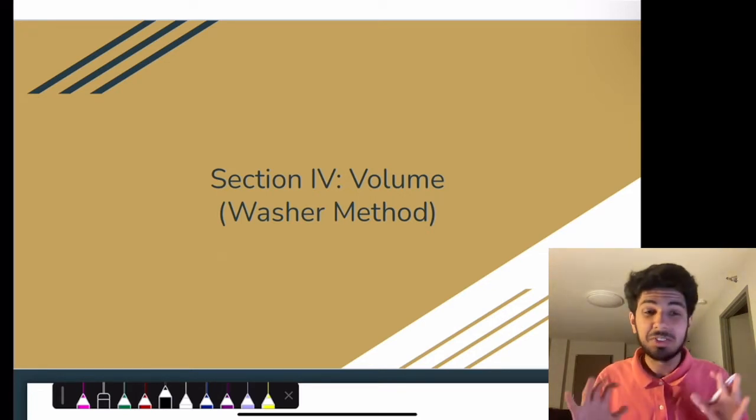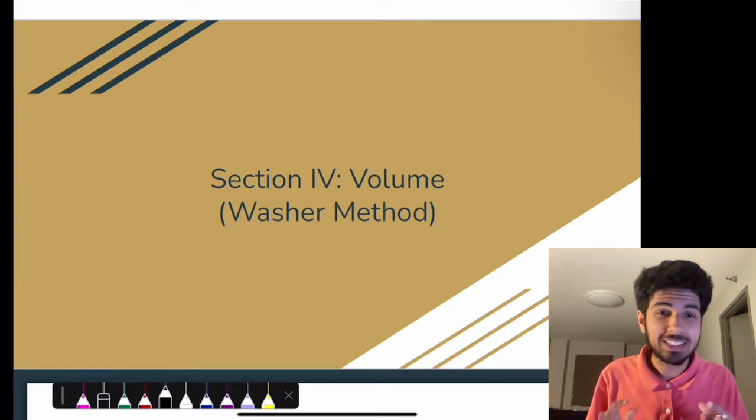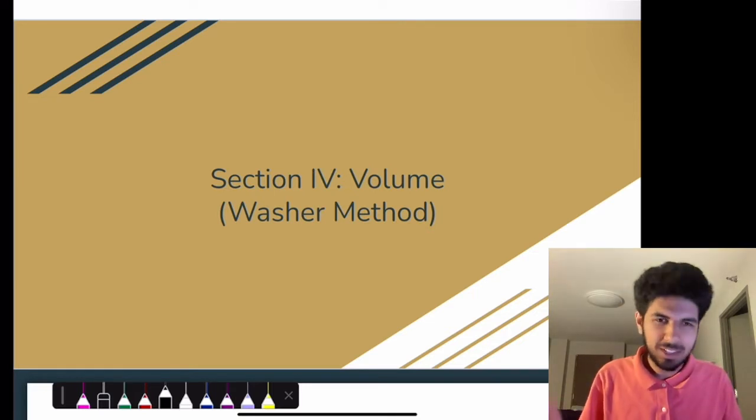So, the disk method, unfortunately, is not universal, so that's why we have to learn some other methods as well. Don't worry though, the washer method is almost identical to the disk method. We're going to try to make you understand why that's the case and go from there. So let's get into it.